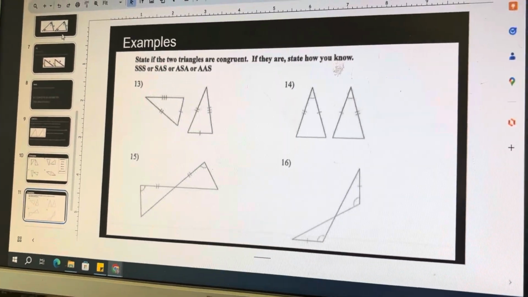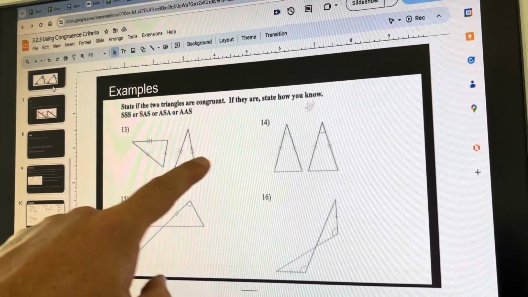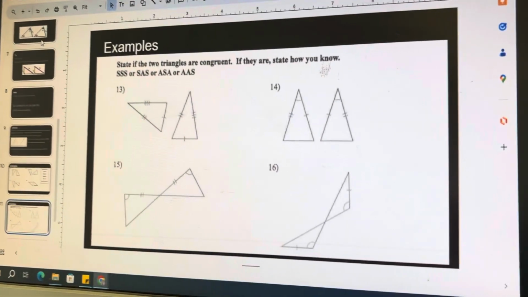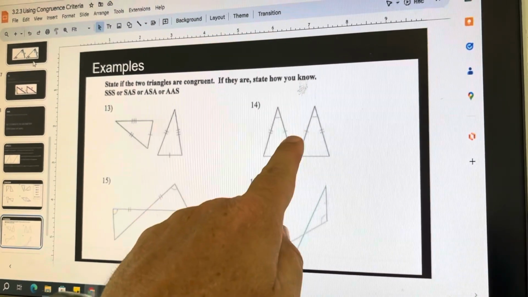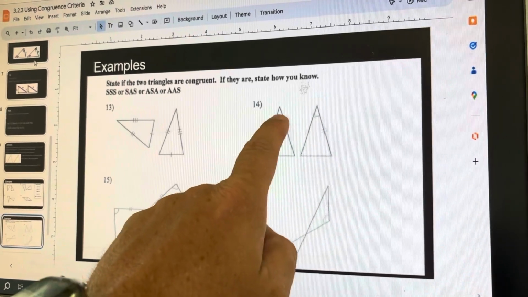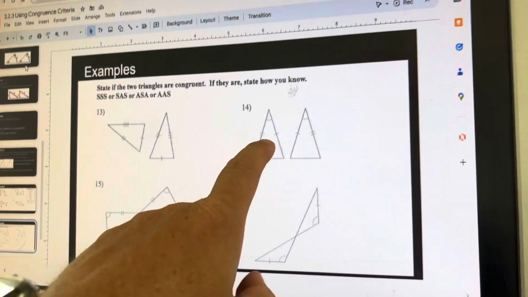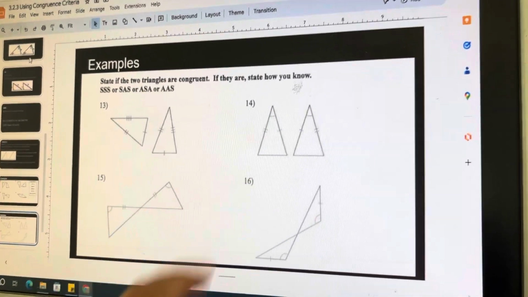On the next one here, on number 13, we have all the sides marked. This is side, side, side. They are congruent. On number 14, even though they are flipped from one another, we have side, we have another side, we have the angle between them, that included angle, so this is side, angle, side.